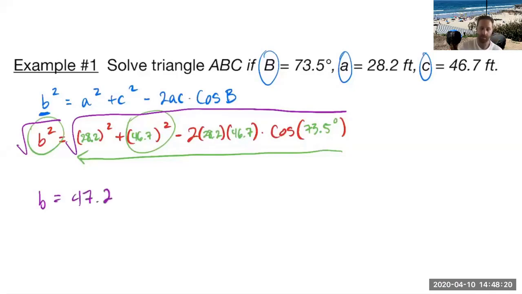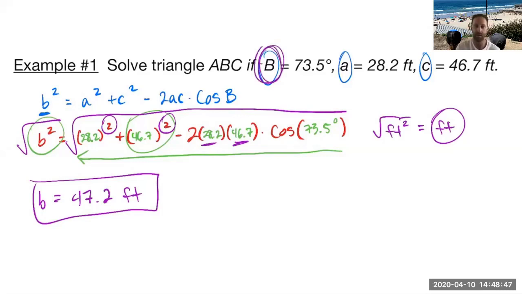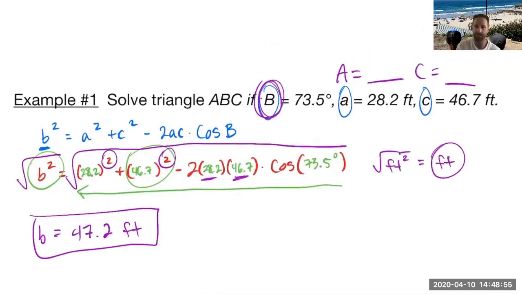Now don't forget, when you square your units and you multiply times, you would also have that squared. So we would have had feet squared, but when we take the square root of something that's squared, we get out our distance that we wanted, which in this case was feet. So we get 47.2 feet, which now allows us to utilize our law of sines with angle B to find both angle A and angle C, which were the last two parts that we needed to know.